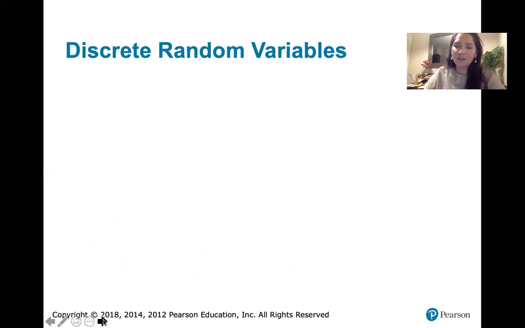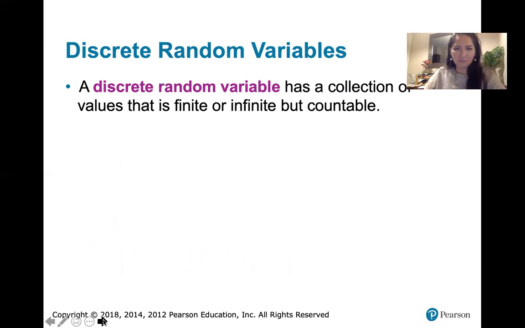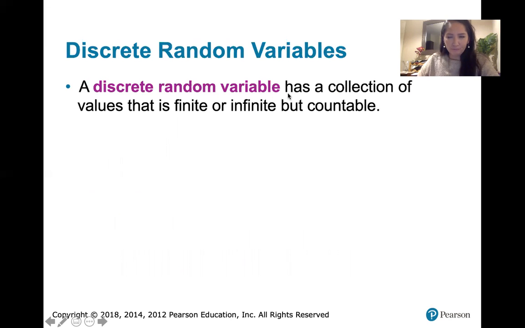Now, random variables represent quantitative data. They are a type of quantitative data, and they can be split into two groups. You have discrete random variables and continuous random variables. So discrete random variables are random variables that have a collection of values that is either finite or infinite but countable.